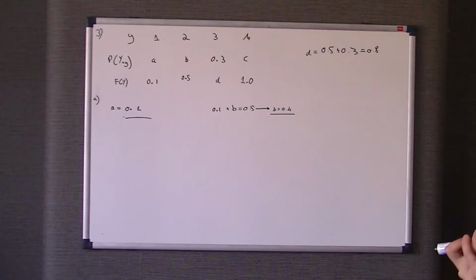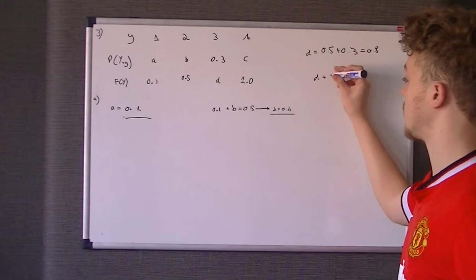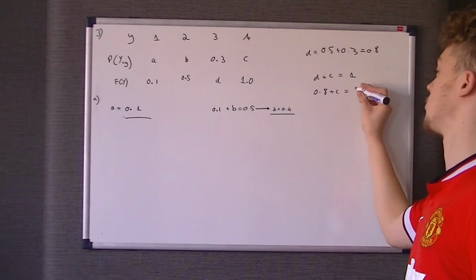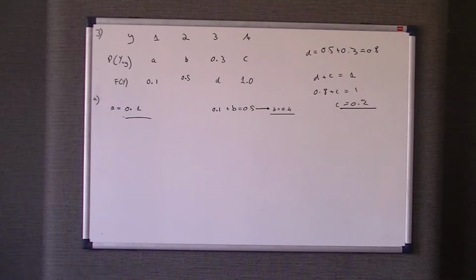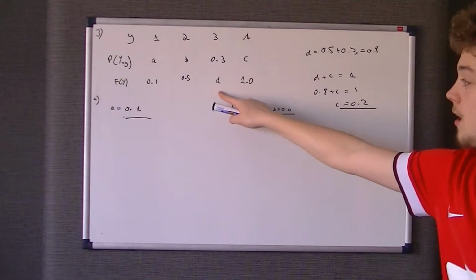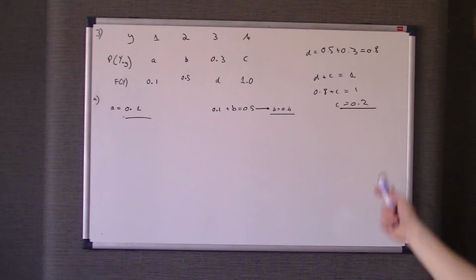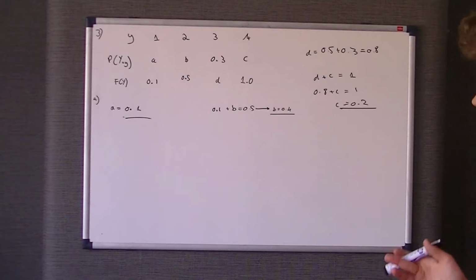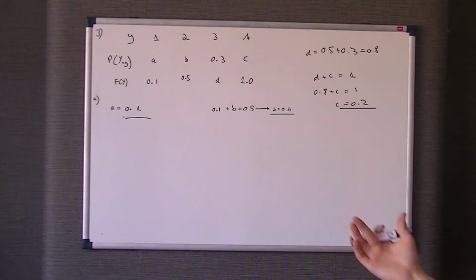Therefore, to get from 0.8 to 1, we add c. In other words, d plus c is equal to 1. We know d is 0.8, so 0.8 plus c is equal to 1, therefore c is equal to 0.2. We say d plus c is equal to 1 because d is the total probability that y is less than 3, which is 0.8. The only other probability that exists is c, and that must get us to a total probability of 1, because we can't have something impossible.